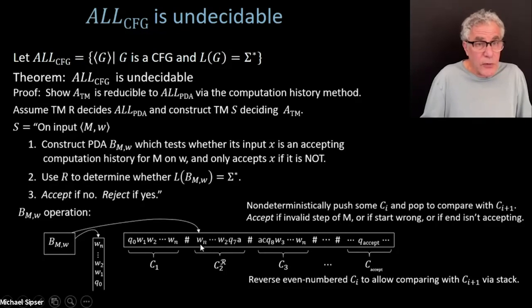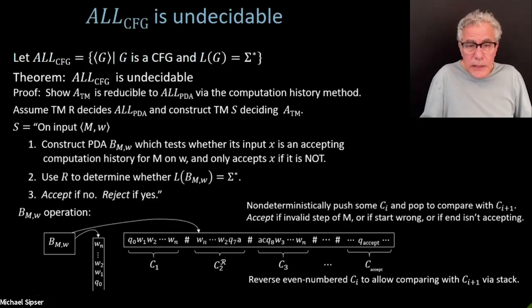And that's perfectly okay. We can write down computation histories in any way we want to meet our needs. So we're going to reverse the alternate ones. And now when we push one, it's going to come off in the right order to compare with the next one. And so that's how the procedure works.